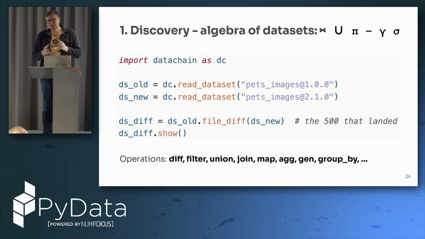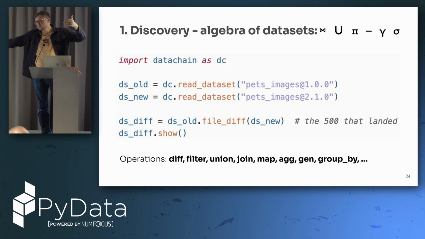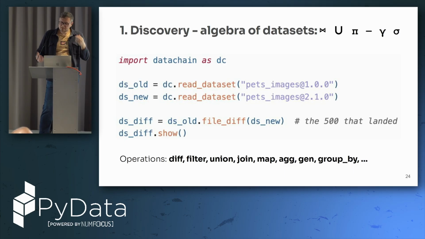And with datasets, you need a whole algebra of operations, right? What changed? Diff of datasets, union of datasets, right? Different types of join. How do I join embeddings of images with JSON files we read from another directory, right? You need a lot of different operations.